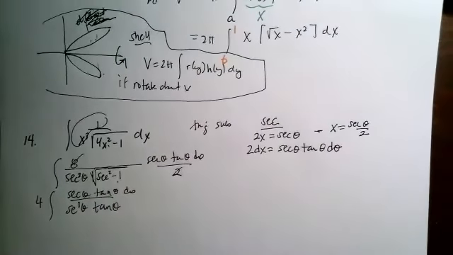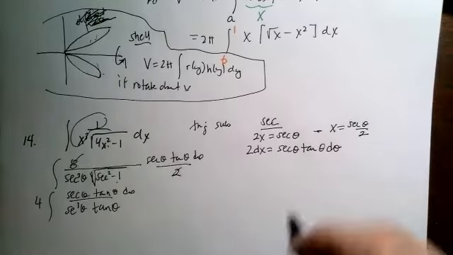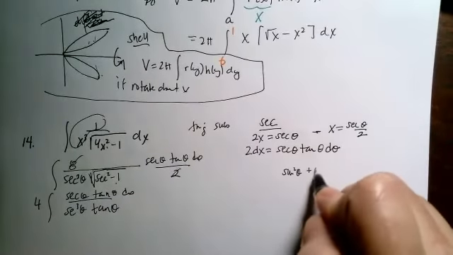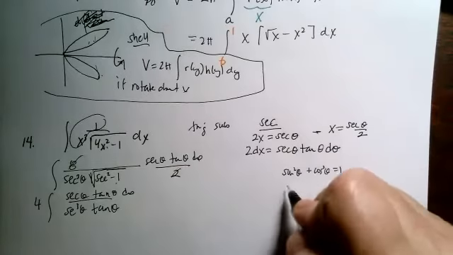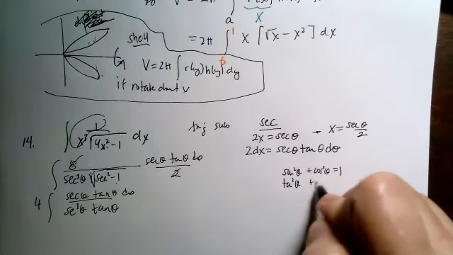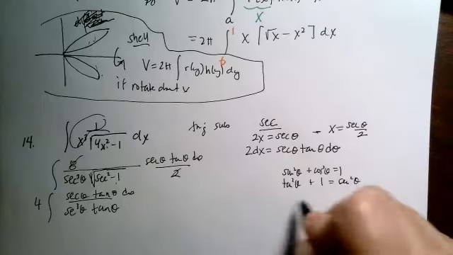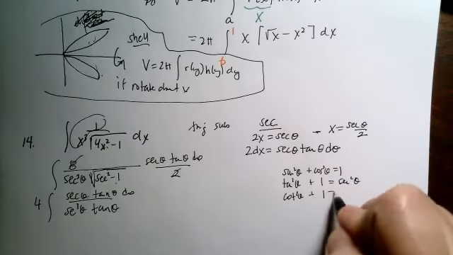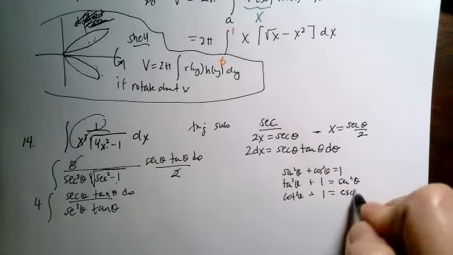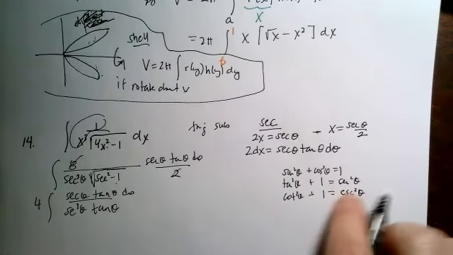All right. But remember, you need these identities. Sine squared plus cosine squared is 1. Tangent squared plus 1 is secant squared. And cotangent squared plus 1 is cosecant squared, although we don't use this last one.